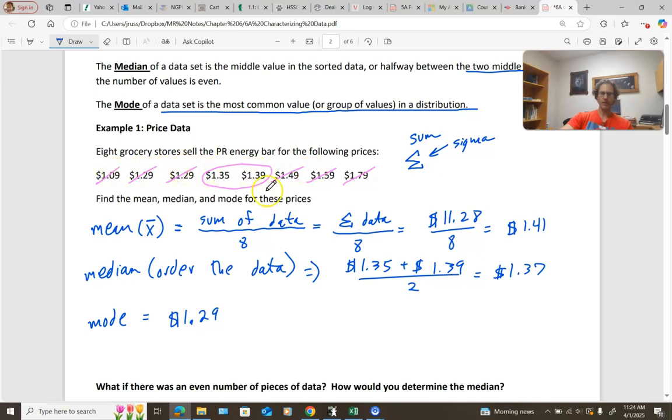these values here, I don't really see any outliers, but what if at one grocery store this energy bar sold for $4.50, and that was in this data set? Then that would be an example of an outlier. That one value, because it's so high, will affect the mean. It'll pull that mean upward, and it'll make this average look a lot higher than it actually is.